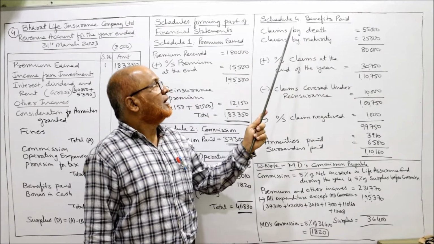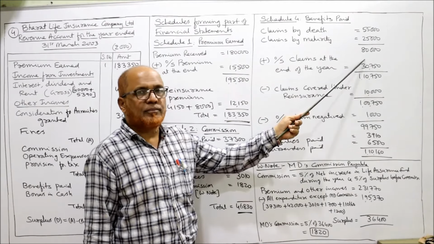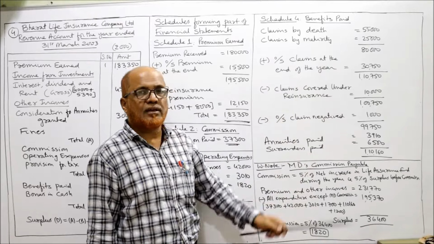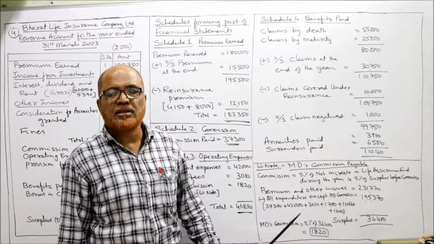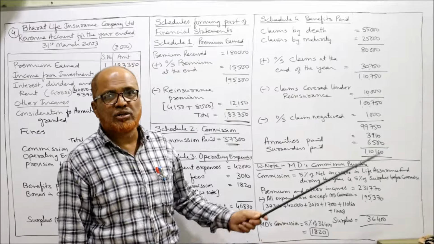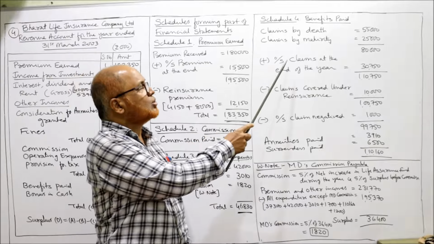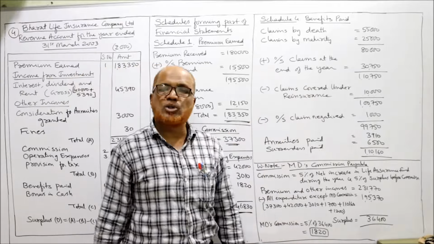Benefits paid. Claims by death, claims by maturity. Add up both the claims. To this we add outstanding claim at the end of the year. At the end of the year there is outstanding claims that will be added given in the adjustment. Adjustment में जैसा outstanding premium को add करे थे, उसी तरह outstanding claim at the end will be added. Minus claims covered under reinsurance.